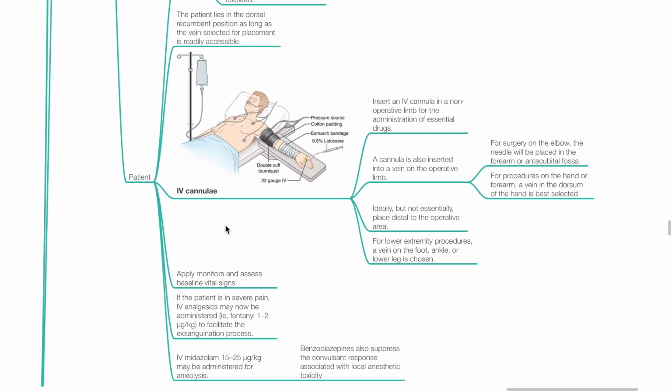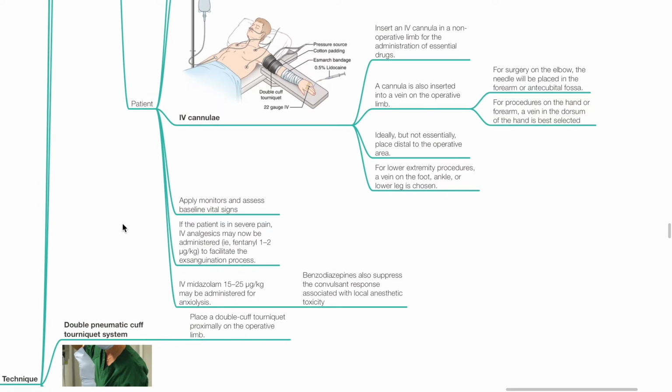Regarding IV cannulae, insert an IV cannula in the non-operated limb for administration of essential drugs. A cannula is also inserted into a vein on the operative limb. For surgery on the elbow, the needle will be placed in the forearm or antecubital fossa. For procedures on the hand or forearm, a vein in the dorsum of the hand is best selected. Ideally, but not essentially, the IV cannulae should be placed distal to the operative area. For lower extremity procedures, a vein on the foot, ankle, or lower leg is chosen.